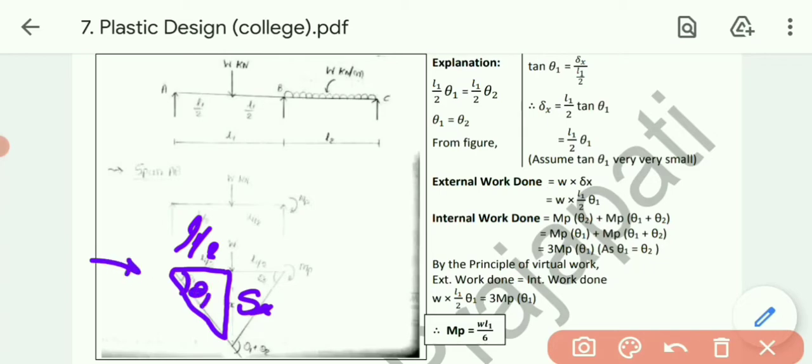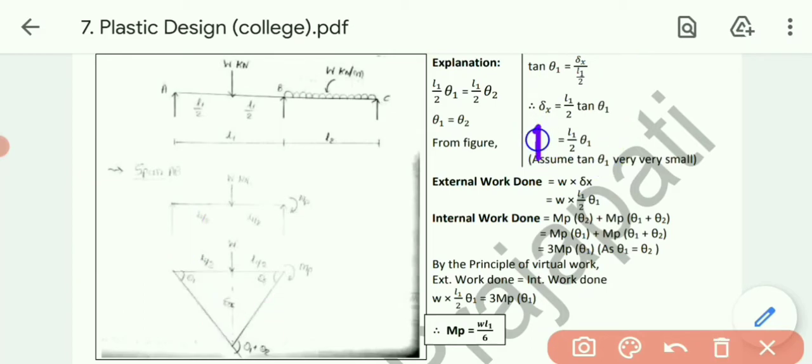So from this figure I can say tan theta 1 equals delta x divided by L1 by 2. So delta x equals, by cross multiplication, L1 by 2 into tan theta 1. Assume tan theta is very small, so ultimately I will get delta x equals L1 by 2 into theta 1. So that is the formula of delta x. So we got the value of the deflection, delta x.